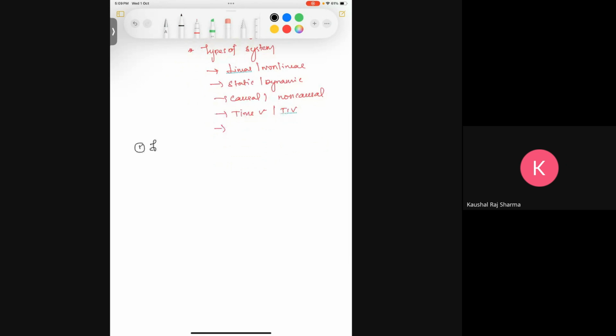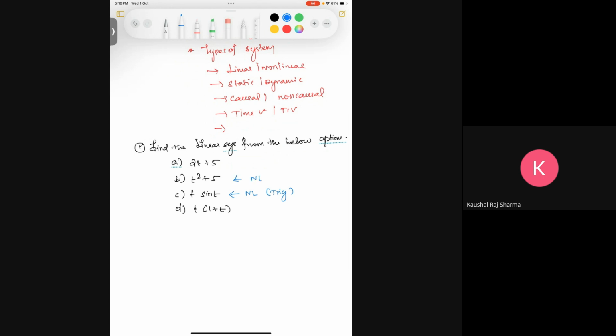Find the linear system from the below options. Option A would be 2t plus 5. B would be t squared plus 5. C is t sin t. D is t into (1 plus t). Right. From this, you can directly say this is nonlinear since it has trigonometric operations. This is nonlinear since it has a squared operation. And we have to check this and this.